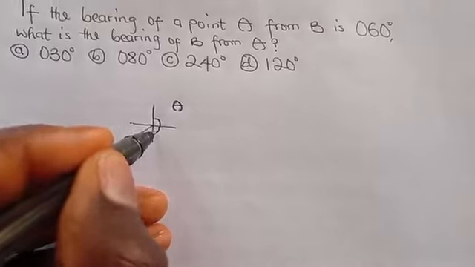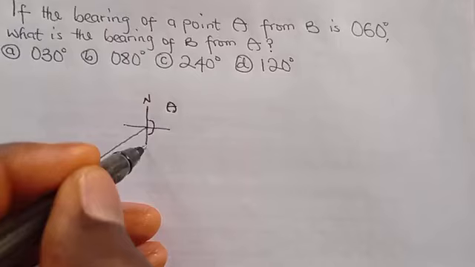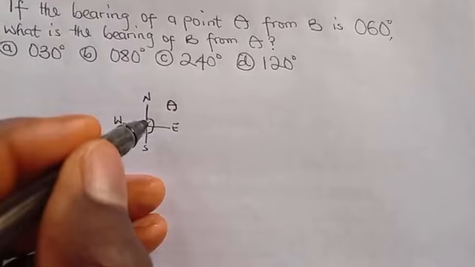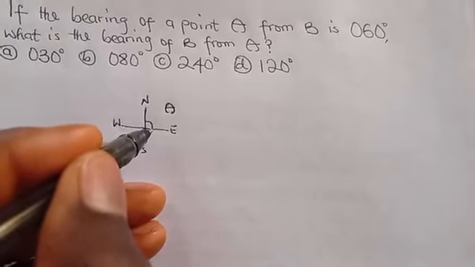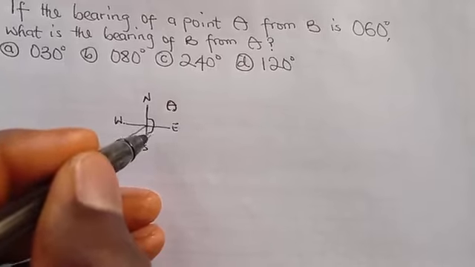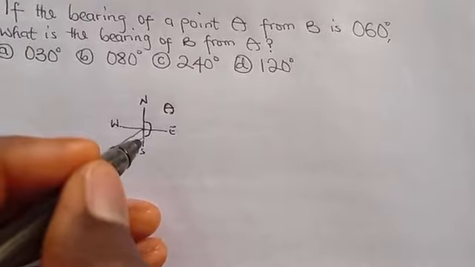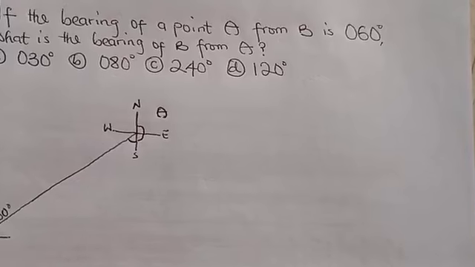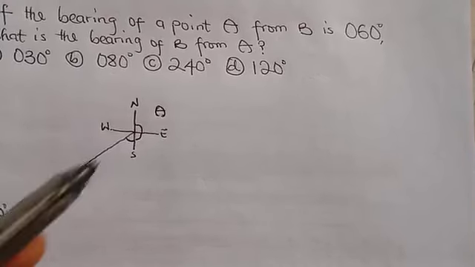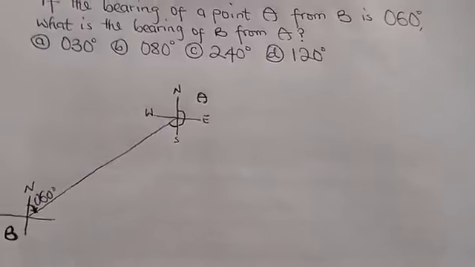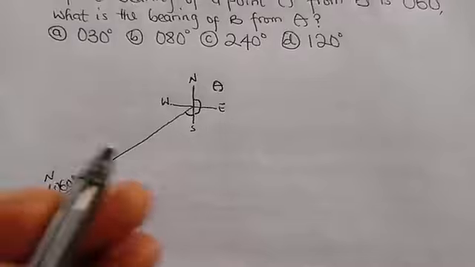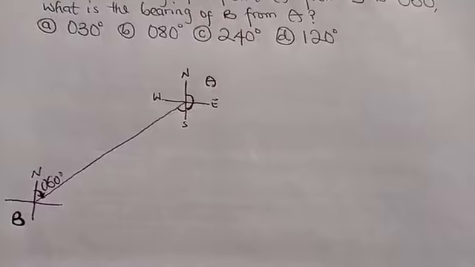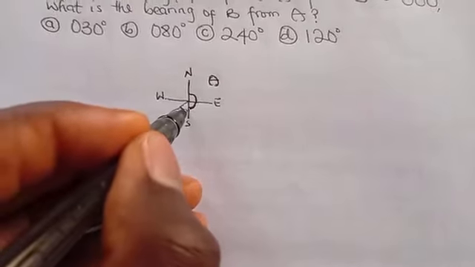From this point to this point, this is north, south, east, and west. From north to east, you have 90 degrees. East to south, another 90 degrees. That is 180. And we need to add this value here. That will be the bearing of B from A. Now, you already have from north to south to be 180. So we need to know the value here.